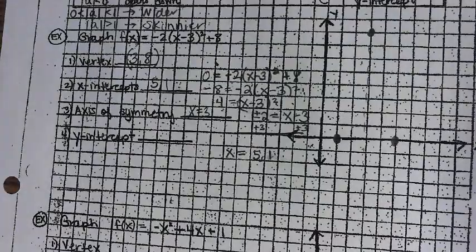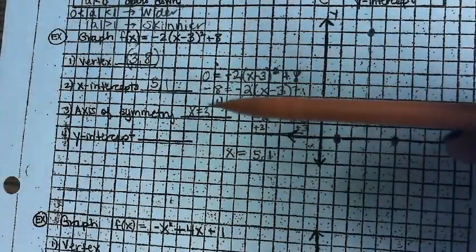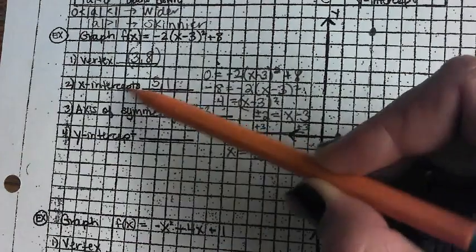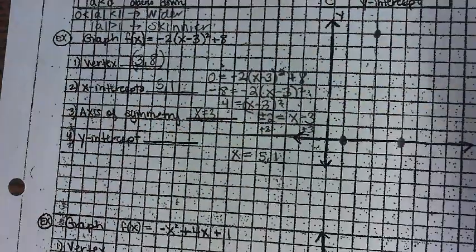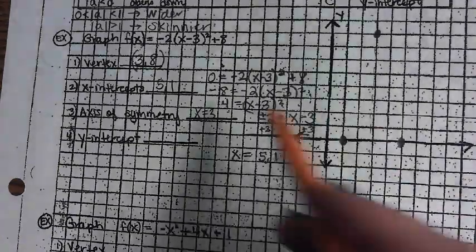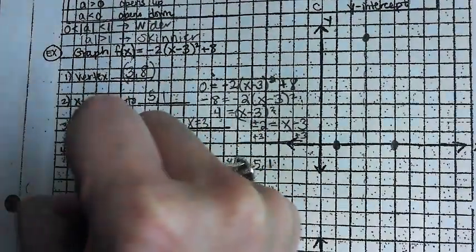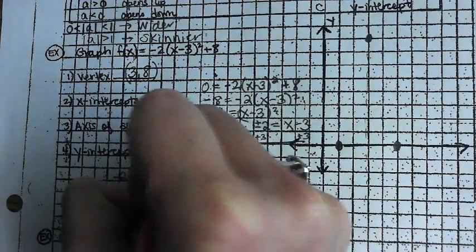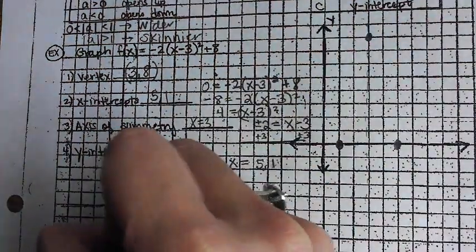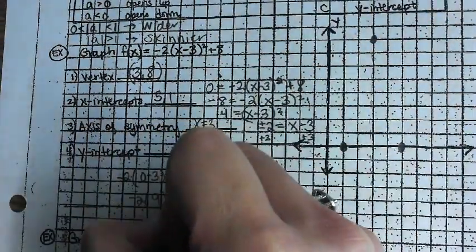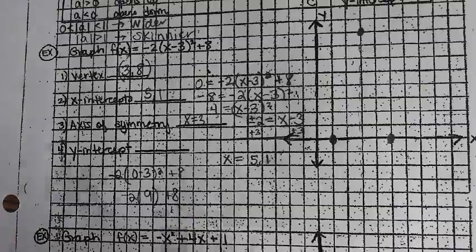And then the y-intercept, which we have to do what? For the x-intercept, we plug in a y of 0. For the y-intercept, we plug in an x of 0. So we're just going to do negative 2 times 0 minus 3 squared plus 8. Negative 2 times 9 plus 8. Negative 18 plus 8, negative 10.